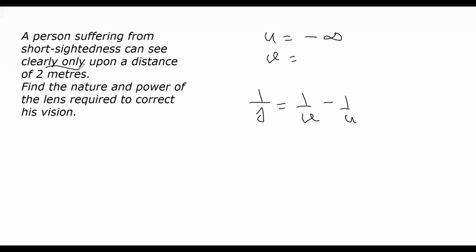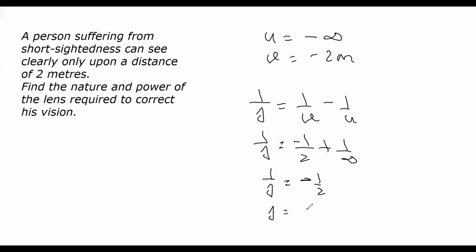Now, next is the distance up to which he can see, which is 2 meters. The defect is at 2 meters. We'll be writing minus 2 meters. Now, replacing these values over here, what do we get? This is 1 over minus 2, so minus above, minus minus plus, and this is 1 over infinity. So 1 over F comes out to be minus. The reciprocal of infinity is 0. So this is minus 1 over 2. So F comes out to be the reciprocal of this, right? F is minus 2 meters.